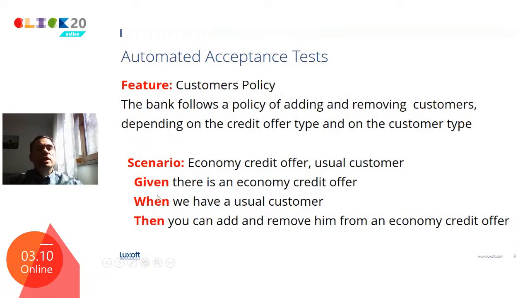Given is a precondition. What is given? What is provided to you as an input of the test? We are giving an economy credit offer. Which is the action? What are you doing? When we have a usual customer, you do some action. Then what are you expecting? Then I'm expecting that you can add and remove him from an economy credit offer.